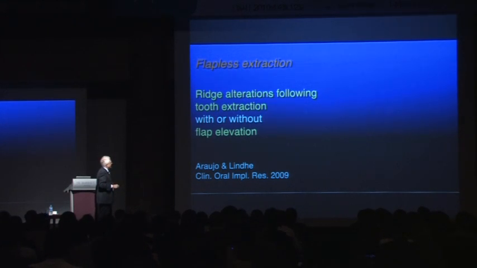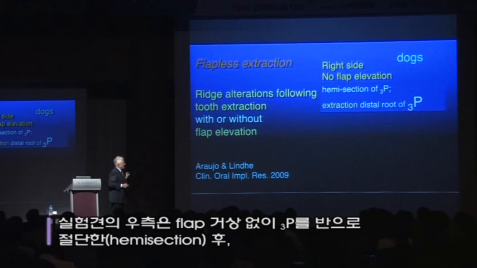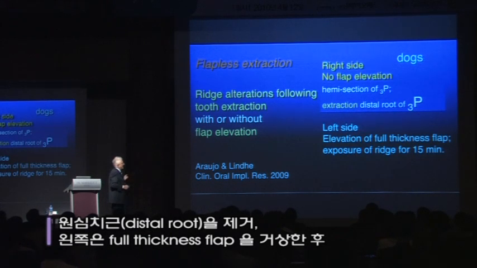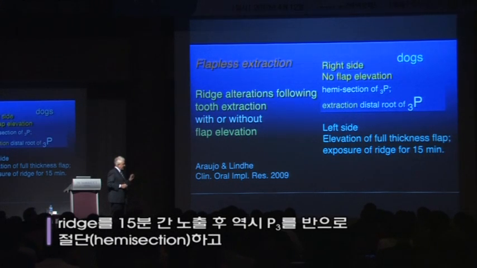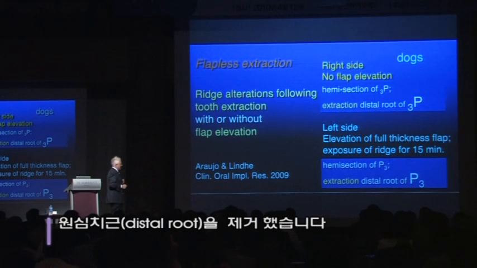It was called Ridge Alteration Following Tooth Extraction with or without flap elevation. And again, we used our own model. On the right side, we elevated no flap, but we hemisected the third premolar and removed the distal root. On the other side, we elevated a full thickness flap and exposed the ridge for 15 minutes before we hemisected and extracted the distal root.